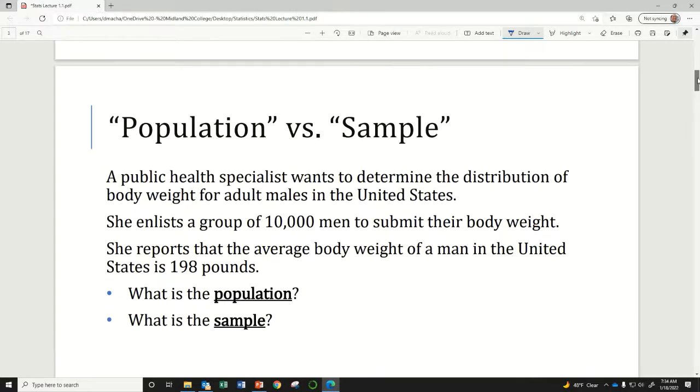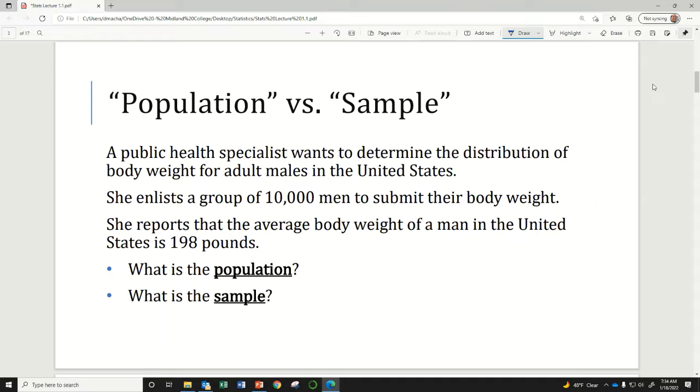Now, I guess first, let's talk about the difference between a population and a sample. And so these are 2 vocabulary words that are sort of related to each other. Now, a public health specialist wants to determine the distribution of body weight for adult males in the United States. So what she does, she enlists a group of 10,000 men just to submit their body weight. And after she collects the data and organizes it, she reports that the average body weight of a man in the United States is 198 pounds. And so the questions are, what is the population and what is the sample?